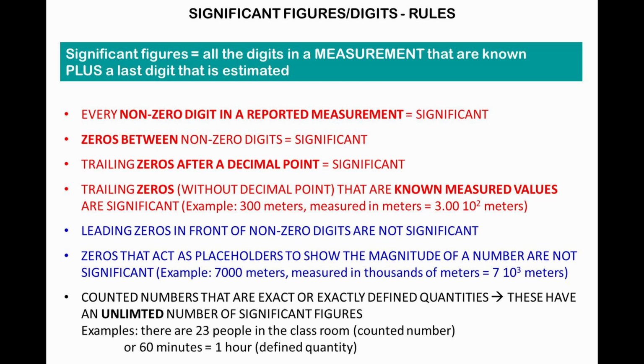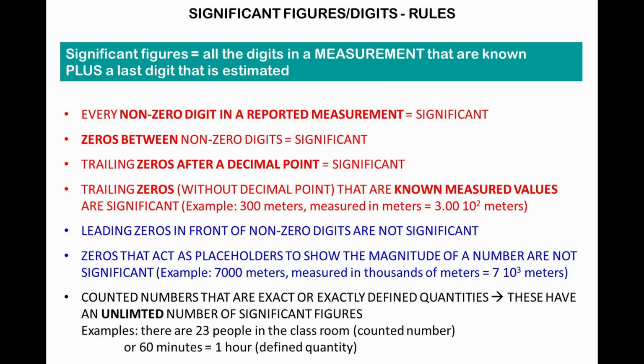Here are the rules to determine the number of significant figures in a measurement. Every non-zero digit in a reported measurement is significant. Zeros between non-zero digits are significant. Trailing zeros after a decimal point are significant. Trailing zeros, without a decimal point, that are known measured values are significant. Leading zeros in front of non-zero digits are not significant. Zeros that act as placeholders to show the magnitude of a number are not significant.